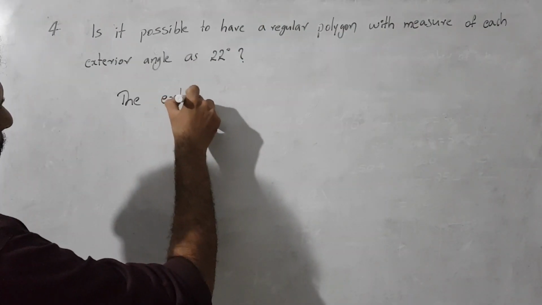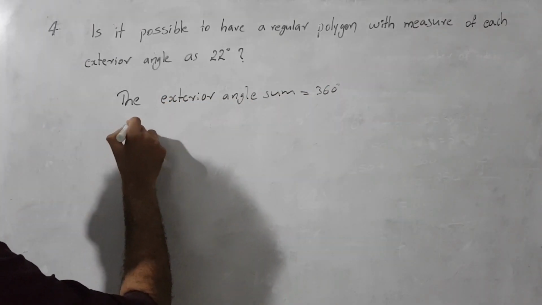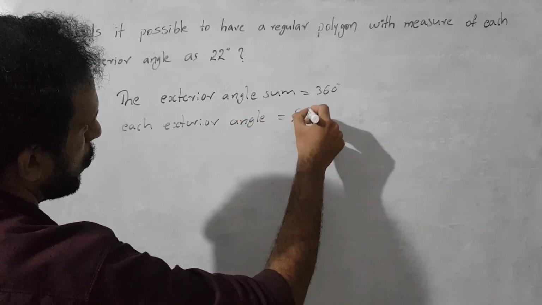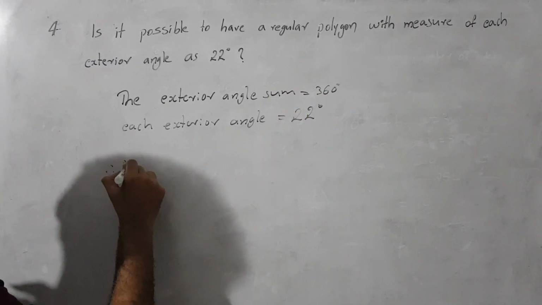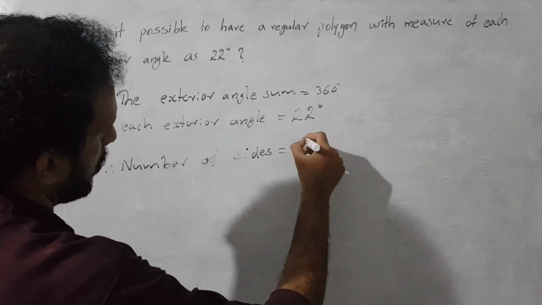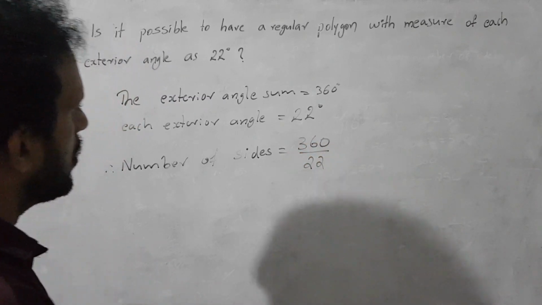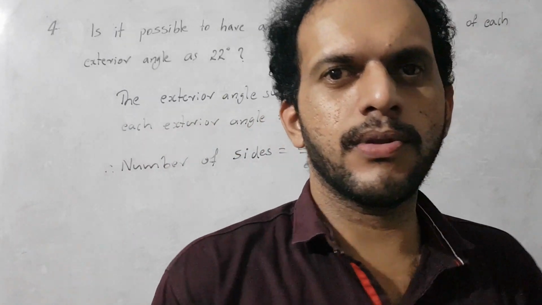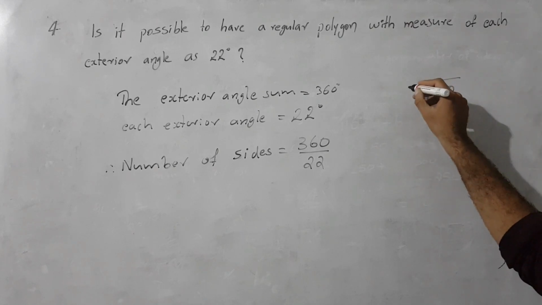The exterior angle sum is equal to 360 degrees. Each exterior angle is equal to 22 degrees. Correct? Therefore, the number of sides is equal to 360 divided by 22. Then we just divide 360 by 22. What is it? 360 divided by 22.